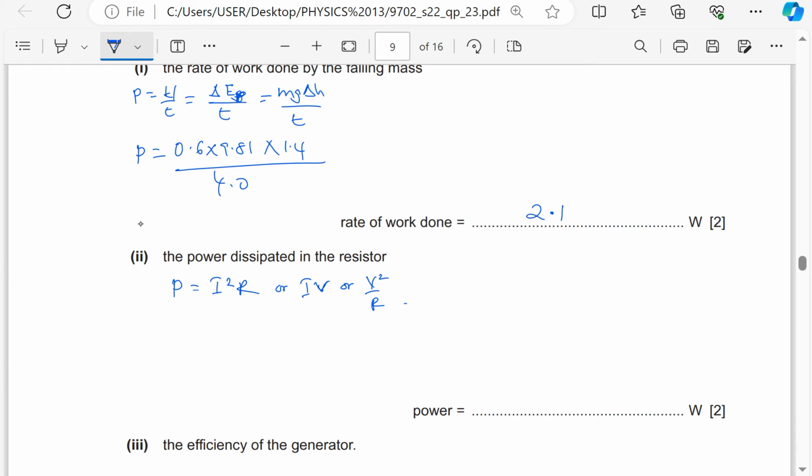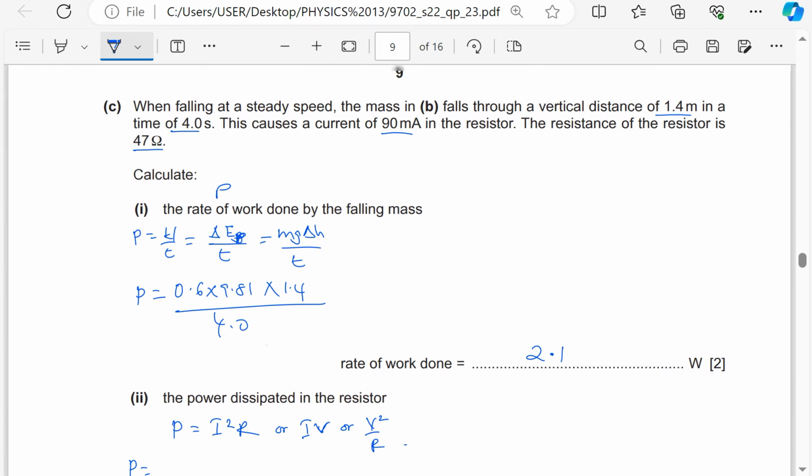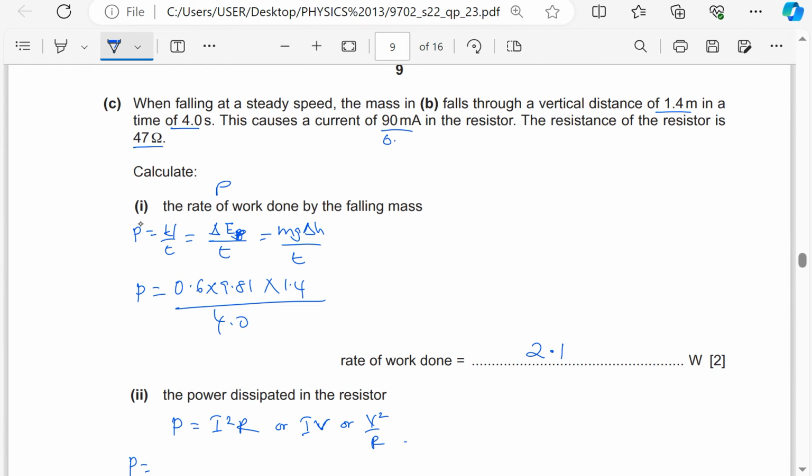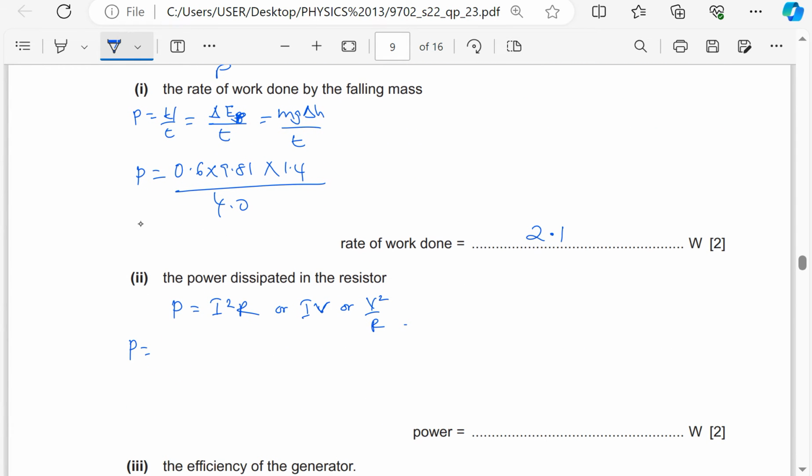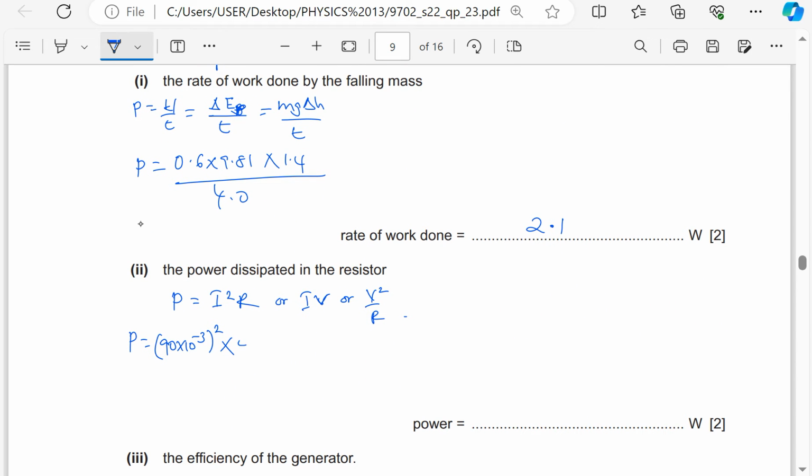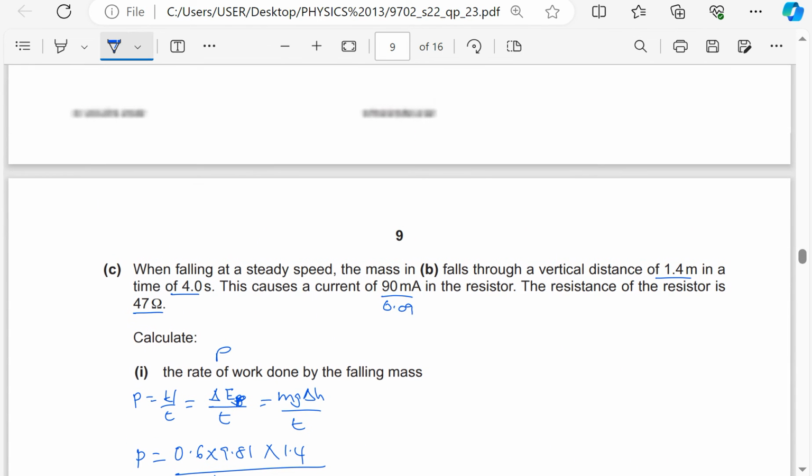Okay, if I use the first one, power is going to be equal to I, which is 90 milliamperes. 90 milliamperes, I think, is 0.09. So I is going to be 90 times 10 to the power of minus 3, but this is squared, times the resistance, which is 47. Or you would say I, which is 90 times 10 to the power of minus 3, times V, which is, what is V?